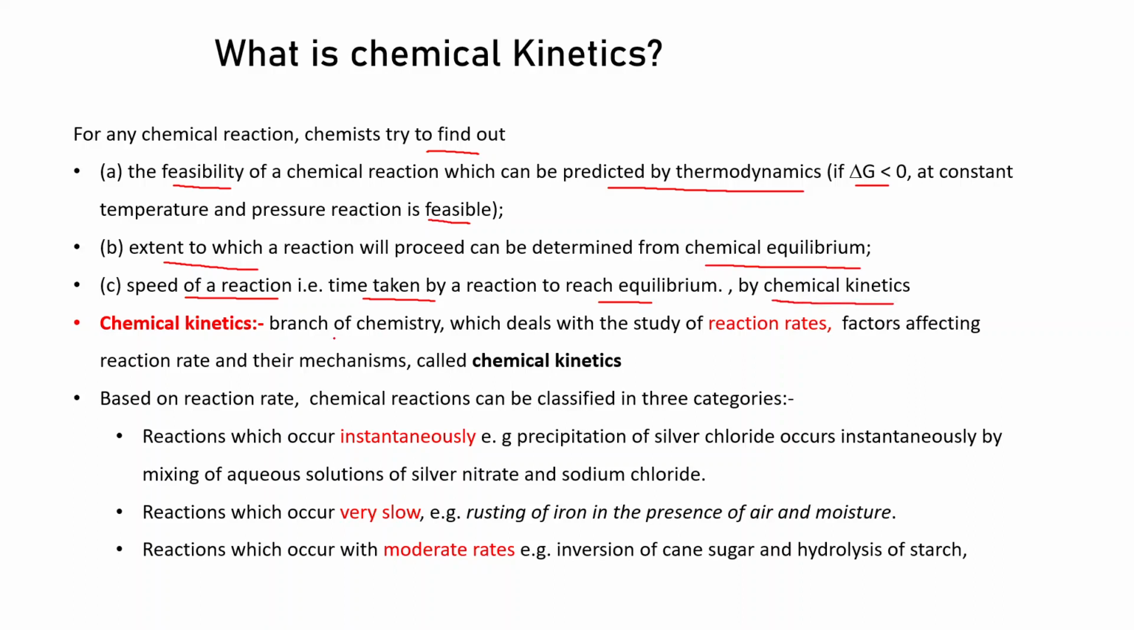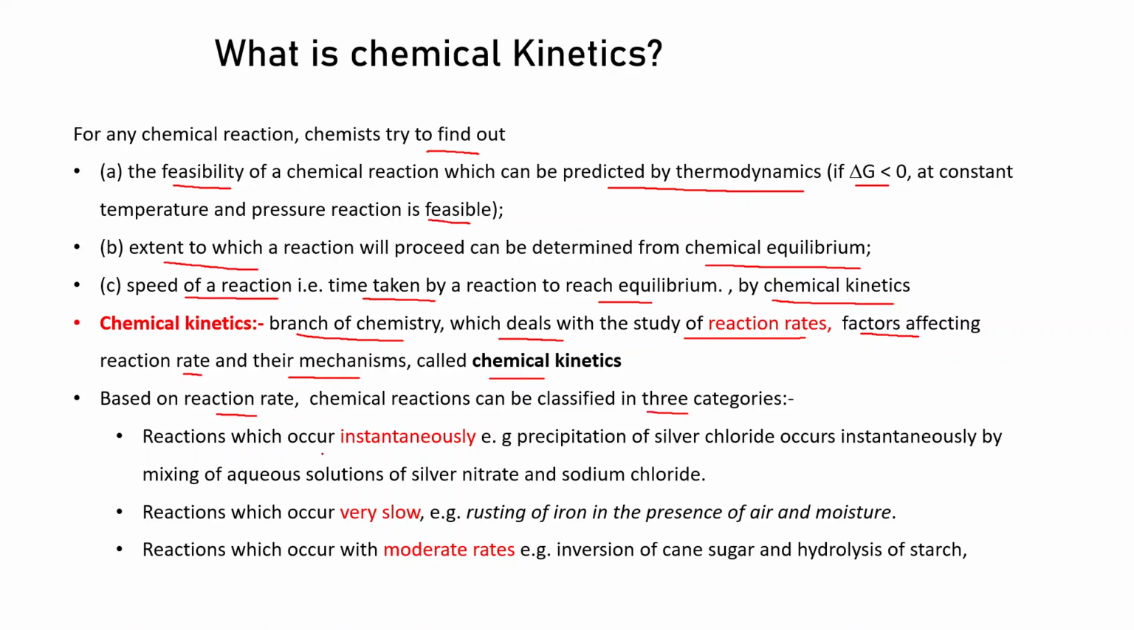So what is chemical kinetics? This is a branch of chemistry which deals with the study of reaction rates, factors affecting reaction rate and their mechanism. This is called chemical kinetics. And on the basis of rate of reaction, chemical reactions can be classified in three categories.